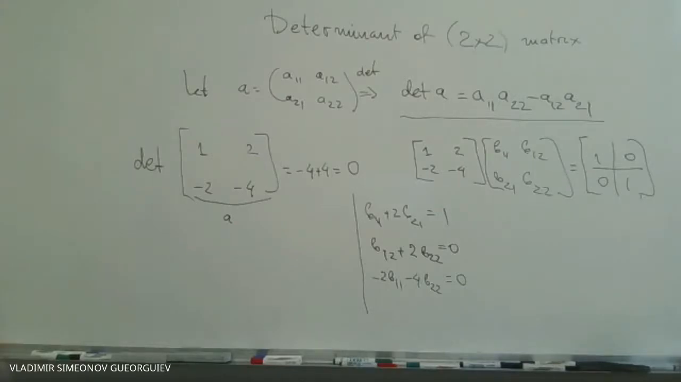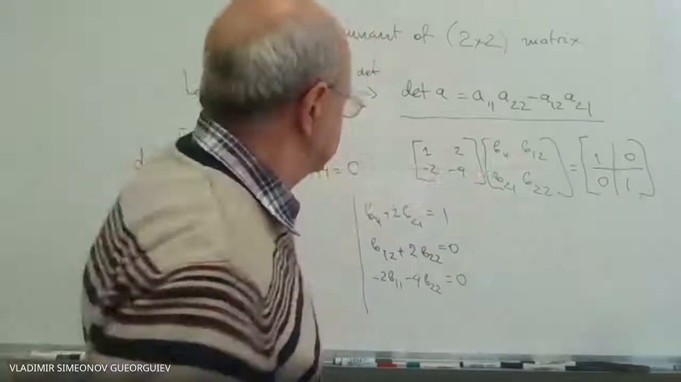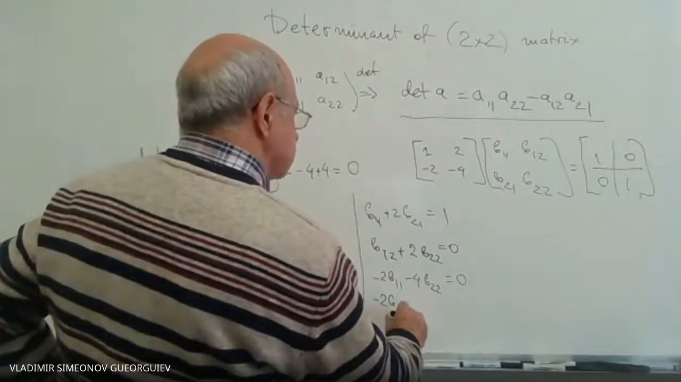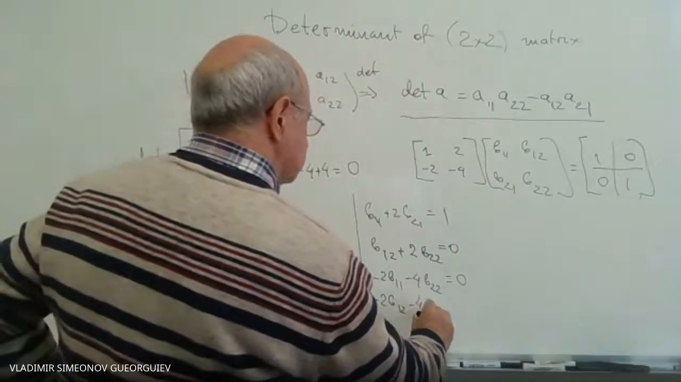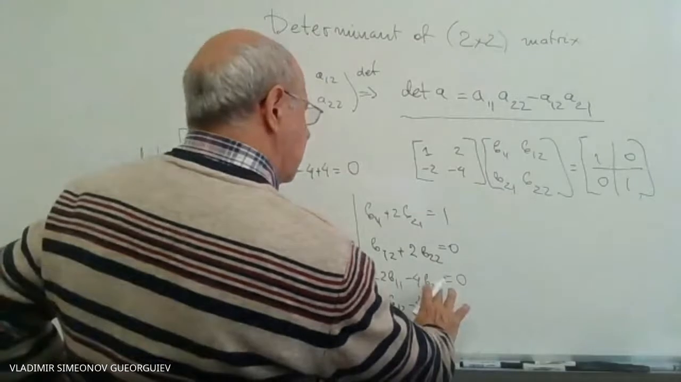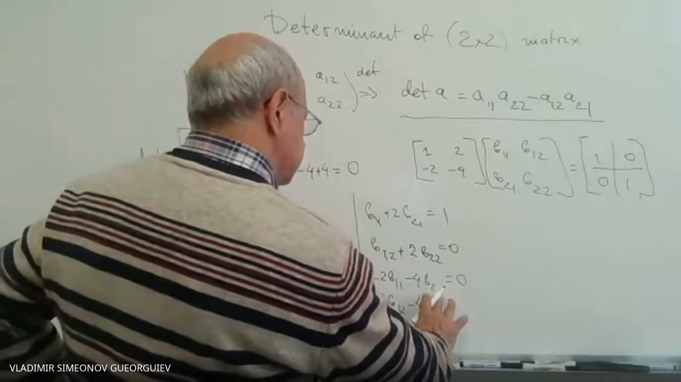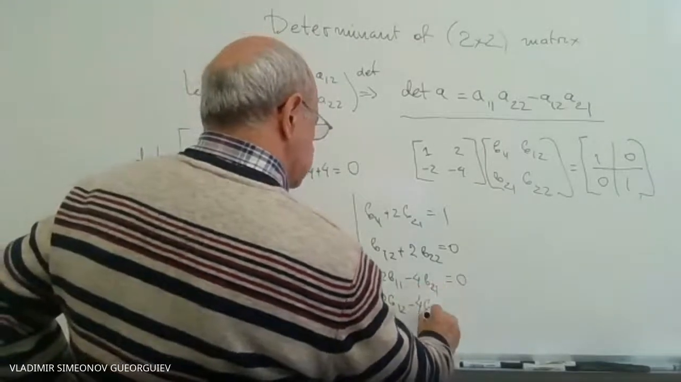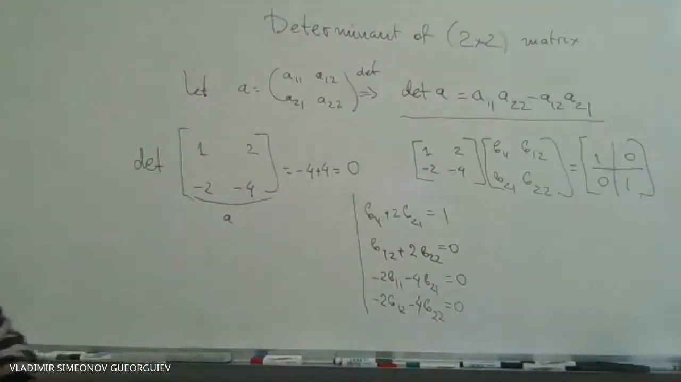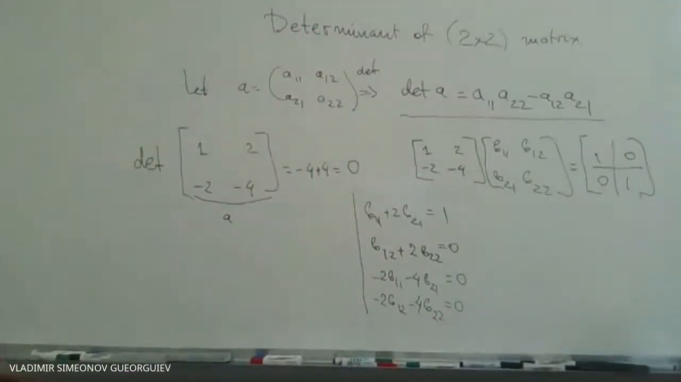And finally, we have this by this. So minus 2B12 minus 4B. Oh, this is 2, sorry. B22 equal 0. Let us check if I didn't make some mistake.